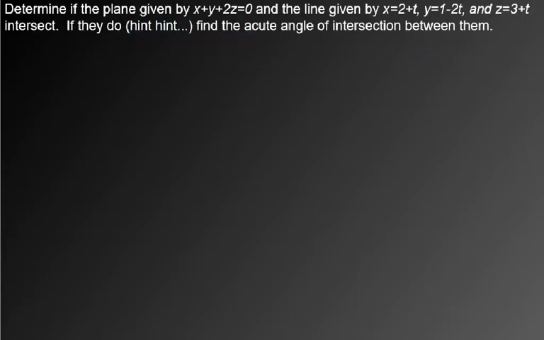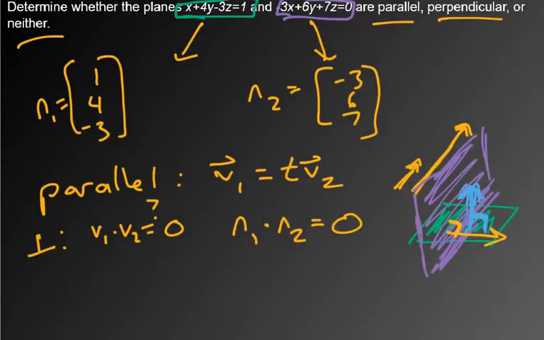This is a good problem to show you how to find angles of intersection, and how to test to see if they're going to intersect. The way I would think about determining whether or not they intersect is similar to this problem over here.